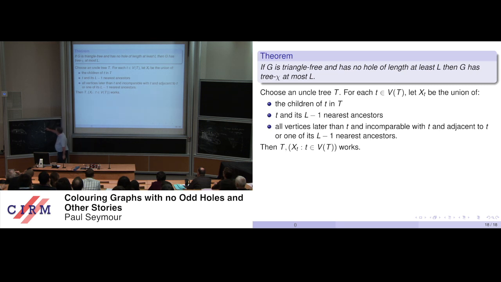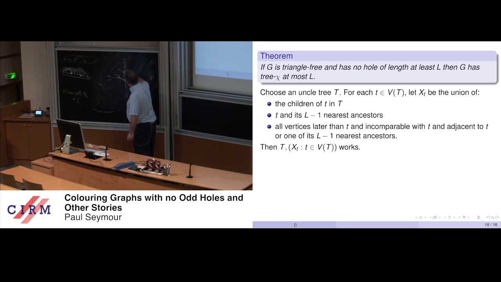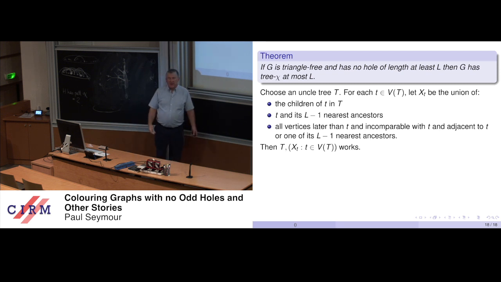What you do is, for each vertex, you look at the few preceding vertices, the L preceding in the path down to the root. And you look at everybody on the left adjacent to that. And you take his children as well. So for each vertex T, you look at the L preceding vertices in the tree. You look at all the children of T. And you look at all the people adjacent to the L preceding vertices in the graph, not just in the tree. And that's some set of vertices.